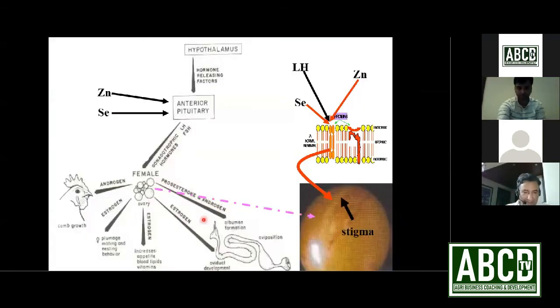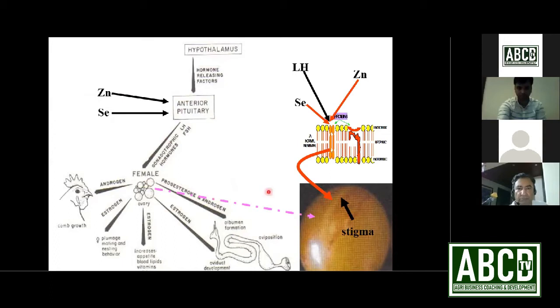And how? What do zinc and selenium have to do with it? You have a hypothalamus here, you have the pituitary, and then you have the ovary. Exactly here in the anterior pituitary gland, you have zinc and selenium that act. Why? Zinc participates in the synthesis of the receptors for the hormones that come from the hypothalamus. And selenium gives all the oxidative, antioxidant stability through the glutathione peroxidase for these receptors. In this way, this hormone is going to work better.